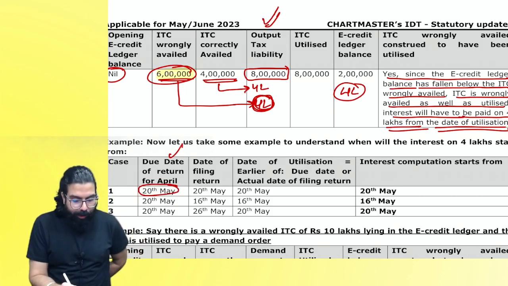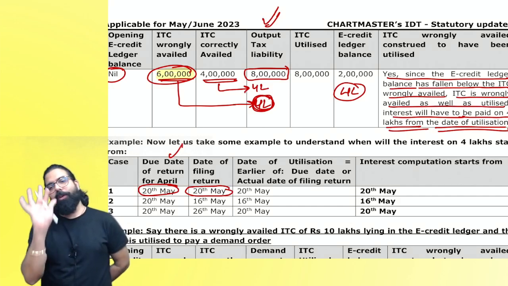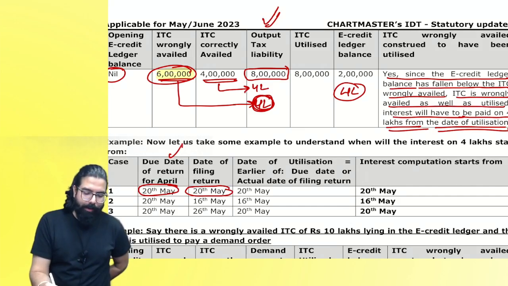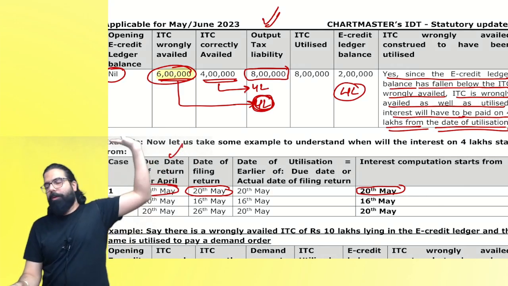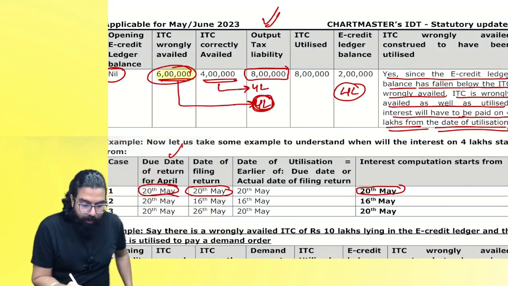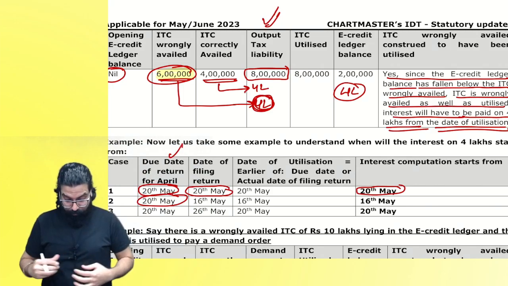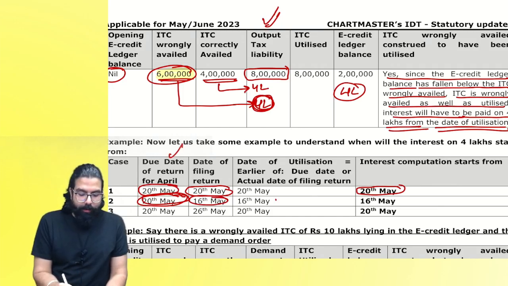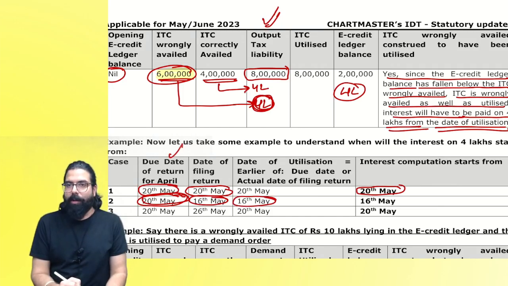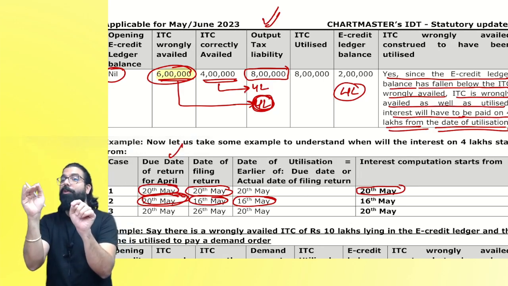20th May. The date of filing of return is also 20th May. Interest computation will start from 20th May till the date of payment. Over. 20th May is the due date, but you filed the return on 16th May. Correct or not, everyone? You filed the return early. It means you used it early.